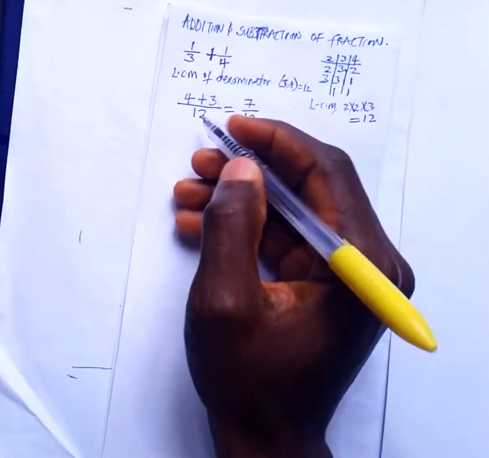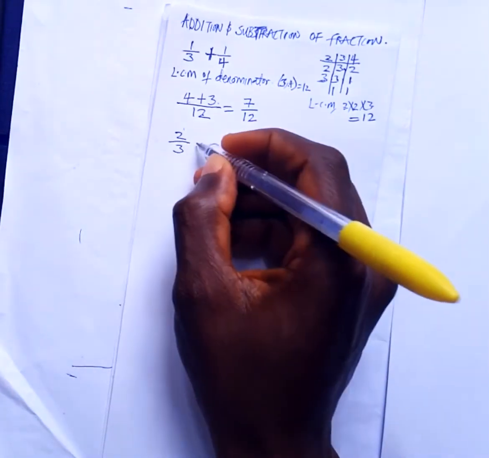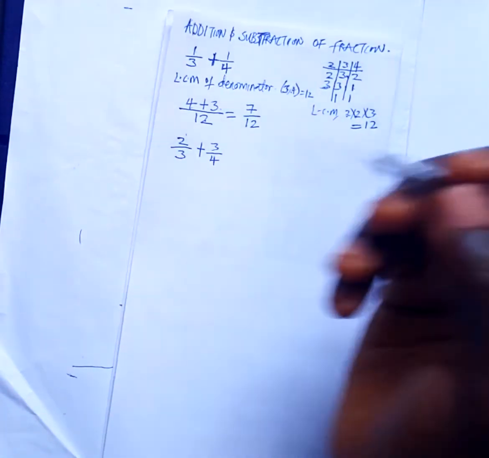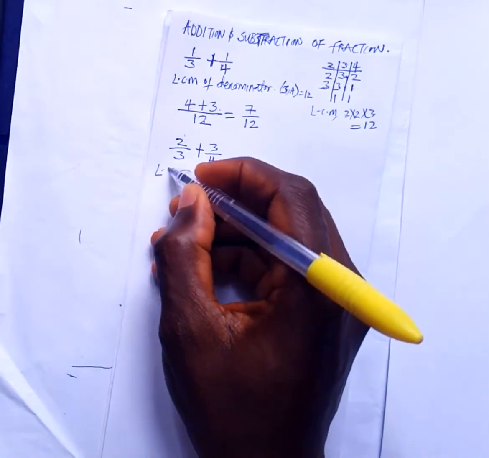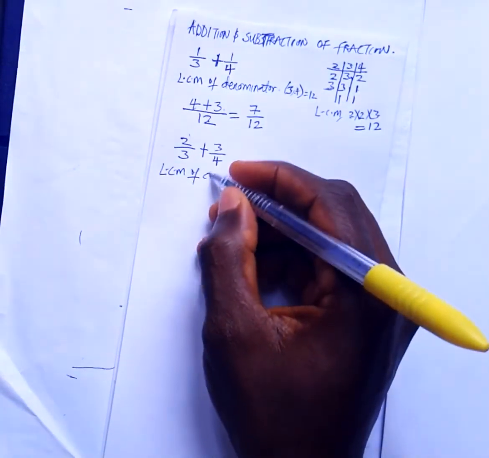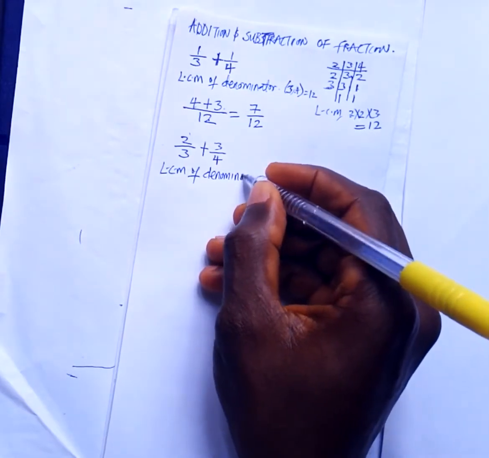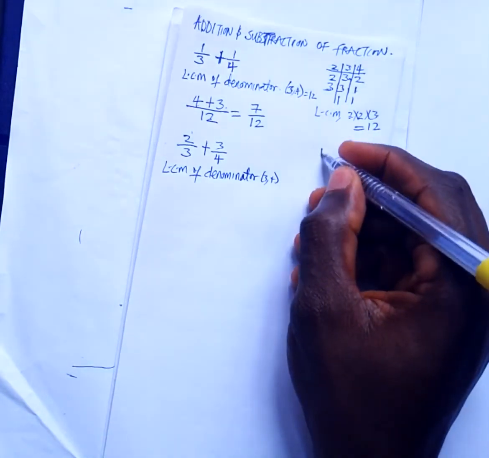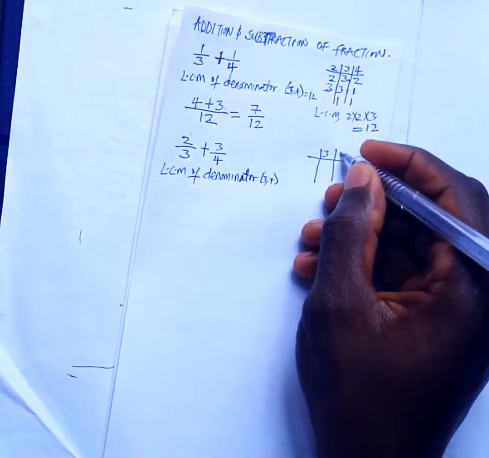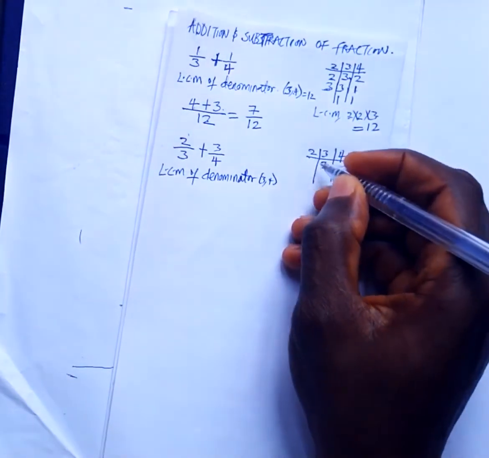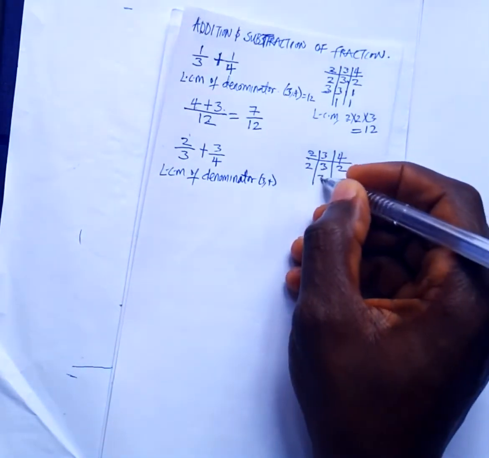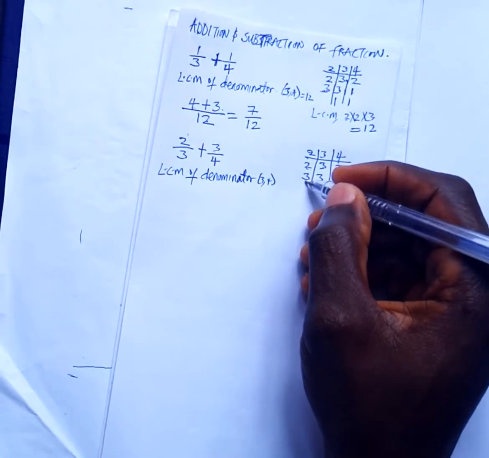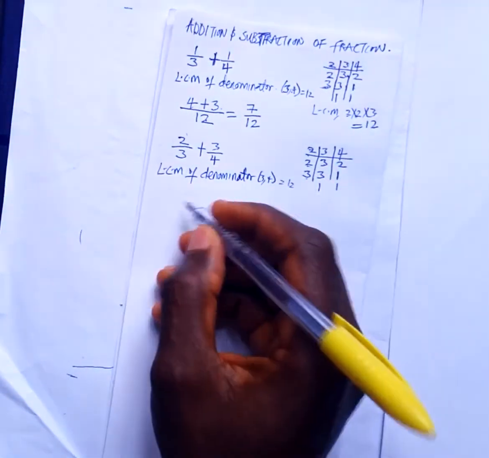That is clear. So when we have, for example, 2 over 3 plus 3 over 4. The first step again, we find the LCM of the denominator. That is 3, 4. We have done it here before, but for the purpose of revision again, we have 3, 4. 2 in 3 impossible, write 3. 2 in 4, 2. 2 in 2, 1. Then 3 here, 1, 1. So 2 times 2 times 3, which is 12. So the LCM is 12. We write 12.